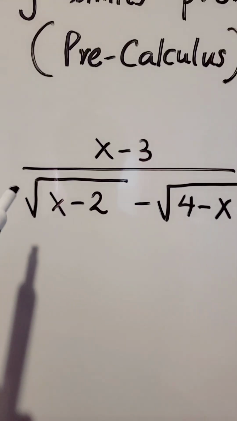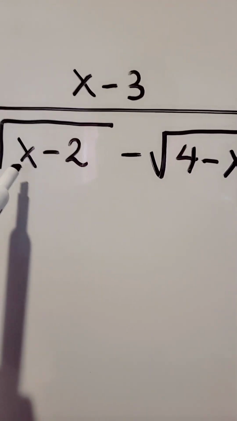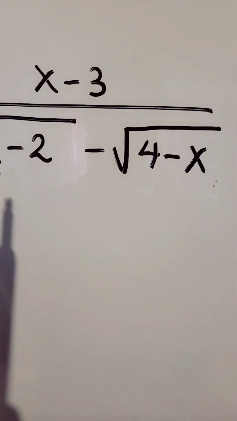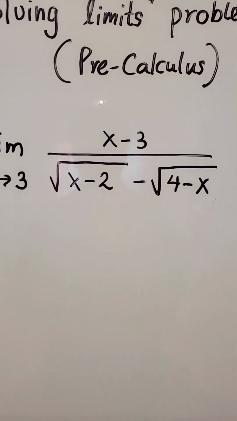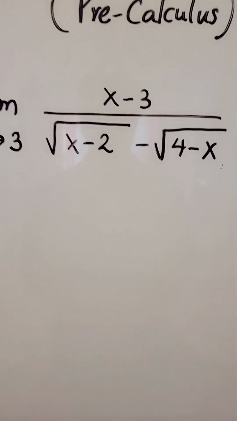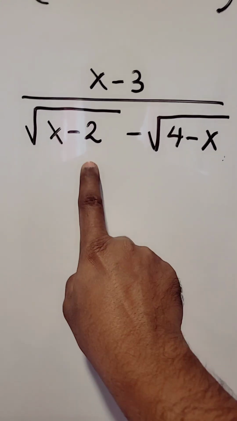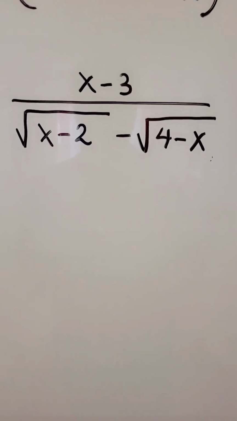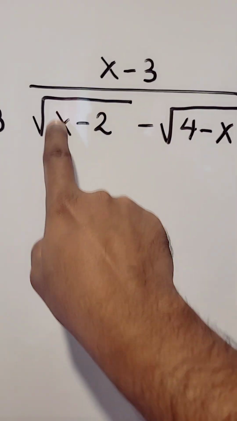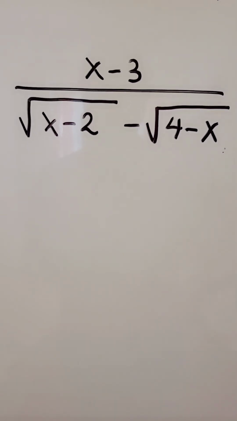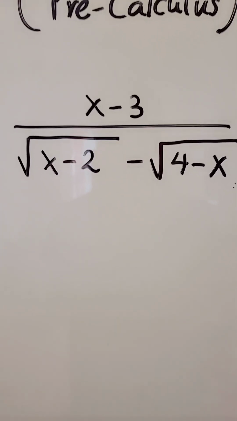You can see in the denominator there are irrational terms. This is called a compound surd. So when you get an expression like this, we have to rationalize the denominator. How do you do that? We need to multiply this compound surd by its conjugate, and this is how we are going to do it.